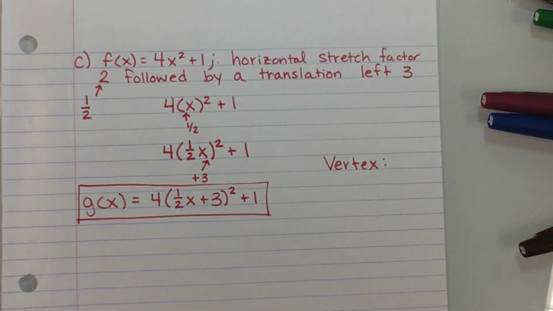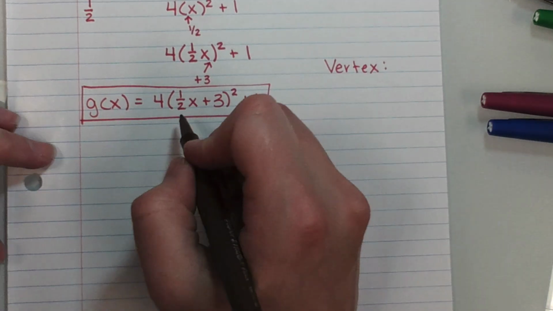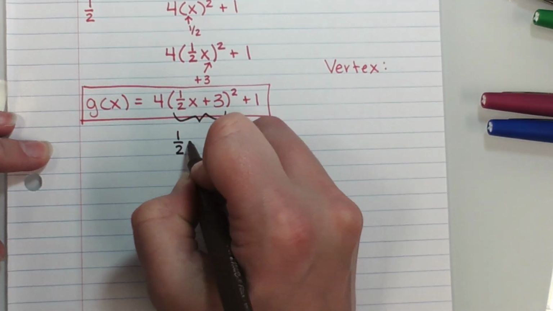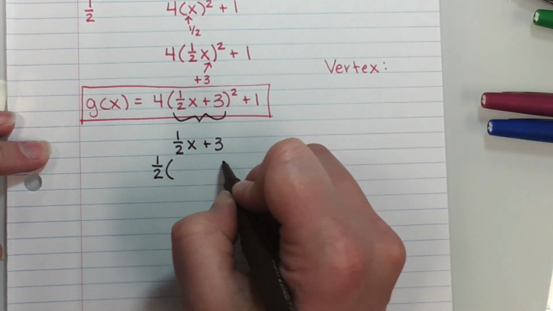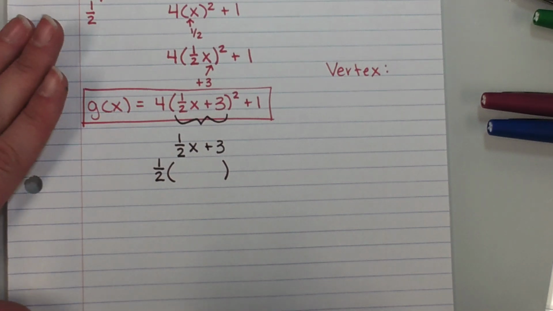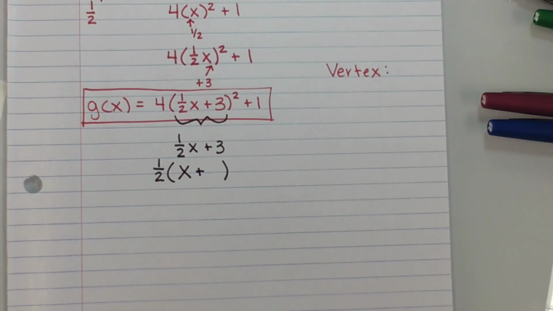Let's finish it off by finding the vertex. Do you notice there's a B on there? The B messes with the vertex. To deal with that, we focus just on this piece and factor it out. In other words, we divide it out and put it out front. 1/2 x divided by 1/2 should be an easy one. X. What is 3 divided by 1/2?